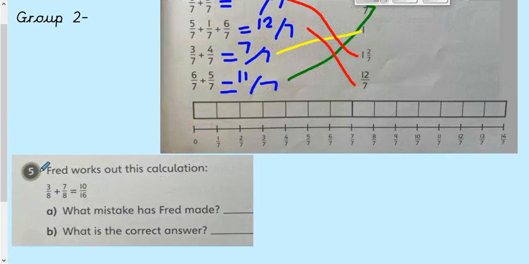Number 5, Fred works out this calculation. 3/8 add 7/8 equals 10/16. What mistake has Fred made? Fred has added the denominators, which he didn't need to do. You just need to add the numerators when the denominator is the same. So the correct answer would have been 10/8. Okay, so hopefully that was quite straightforward for you.